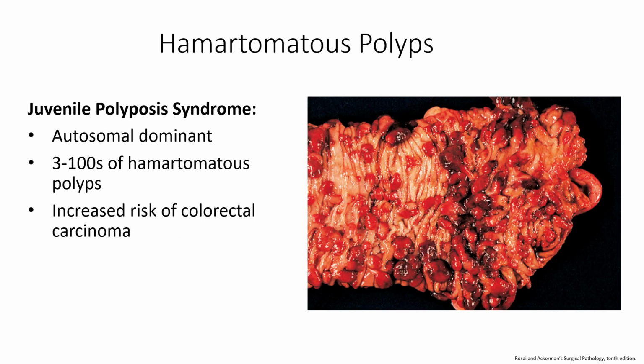Juvenile polyposis syndrome is an example of a hamartomatous polyposis syndrome. It is an autosomal dominant syndrome, and it usually occurs in children, where the mean age at presentation is less than 5 years old, and the patient has 3 to hundreds of juvenile polyps. And patients are at increased risk of developing colorectal carcinoma.